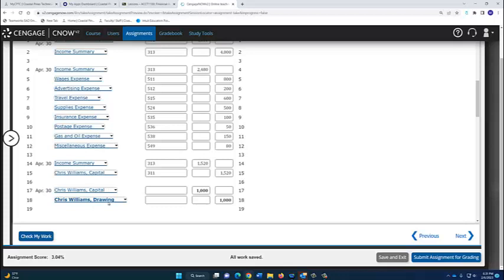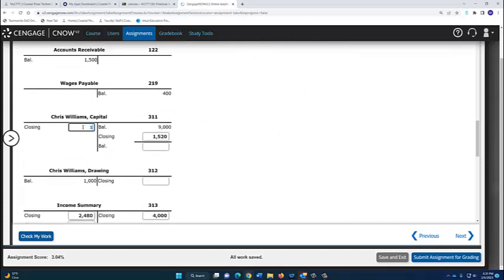And now we'll close the drawing account. Drawing will get a credit and capital will get a debit of 1,000. All right, now let's take a look and see what happens to capital. It should be updated to what is shown on the statement of owner's equity. So that would be 10,520 minus 1,000. So our balance will be 9,520. And that will be the owner's ending capital balance.